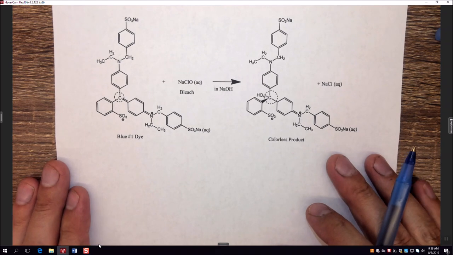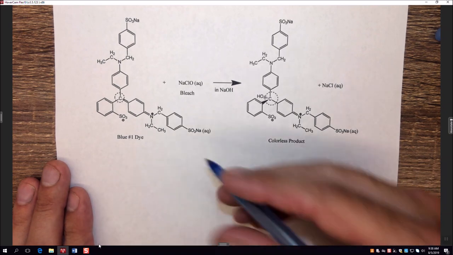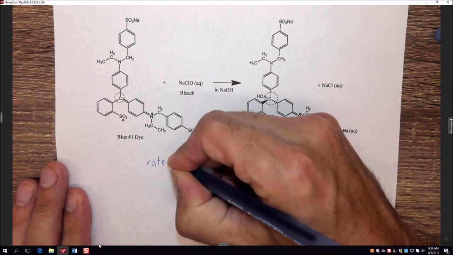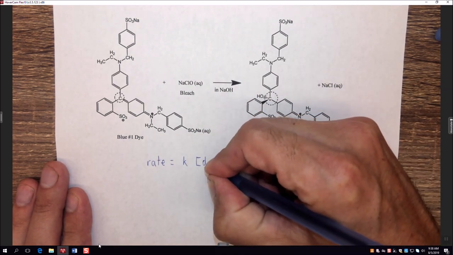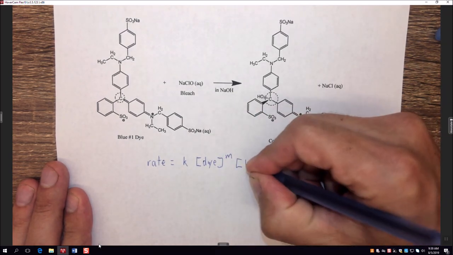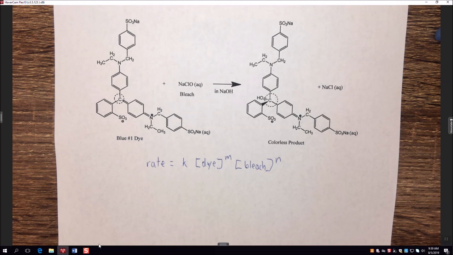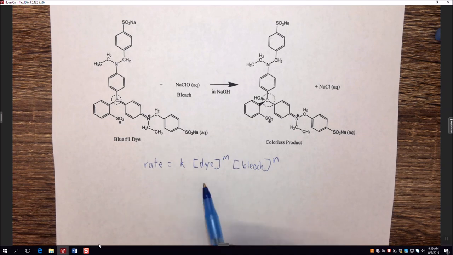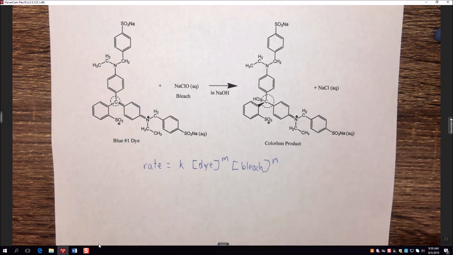But what we care about here is the rate of this reaction. So this is a kinetics experiment. So we can write the rate law for this experiment. The rate equals k, some rate constant, times the concentration of dye to some power, we'll call it m, times the concentration of bleach to some power, we'll call it n. So we basically have a lot of variables, right? We don't know the value of k, we don't know m, we don't know n. We can figure out the concentration of dye or bleach based on the solutions that we make, but there's a lot of things we don't know here.